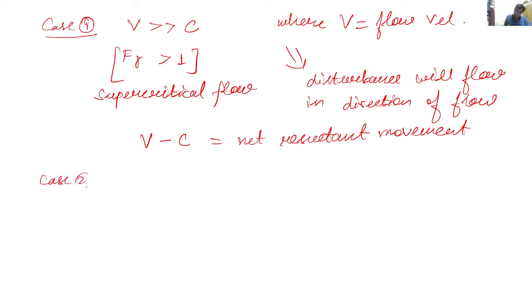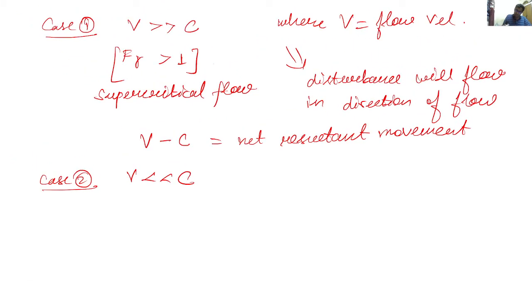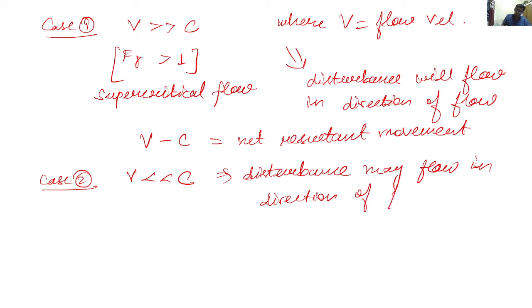So let us suppose we take a counter case. The first case was V being much greater than C. Let us suppose we take the opposite case. V is much lesser than C. So for this case, the disturbance may flow in the direction of the flow. V is much lesser than C, so we know that the Froude number would be lesser than 1 and it will be a subcritical flow condition.